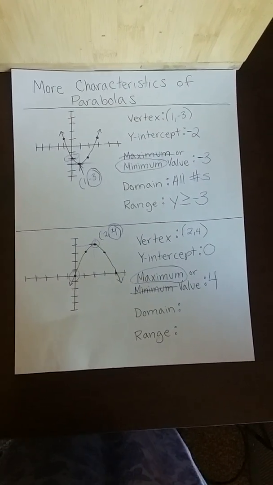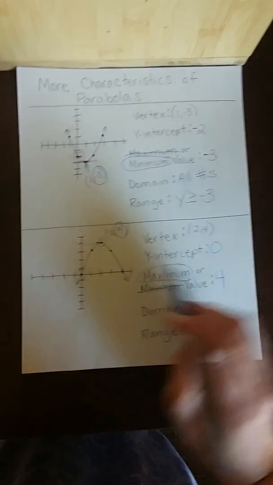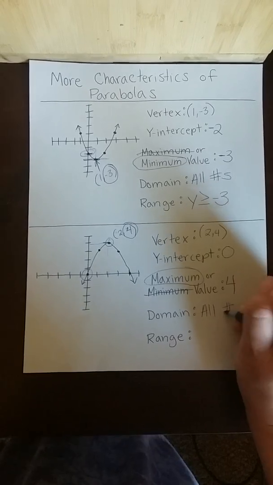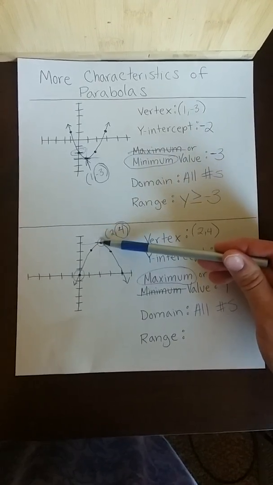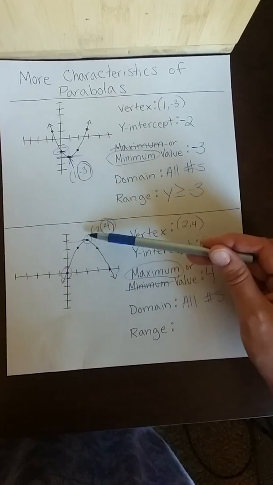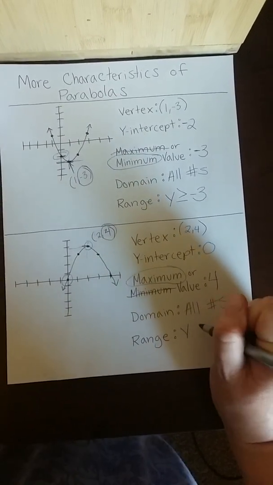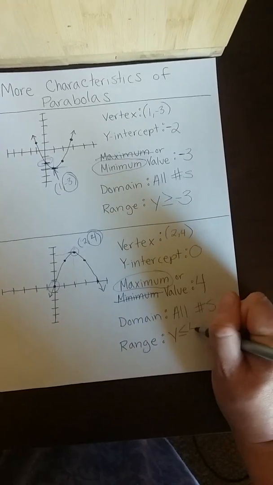The domain of this parabola is all numbers because there's an arrow on the left and an arrow on the right. The range, if you look here, there's a highest possible number that we can get to on y, it's 4. All of the other y values are beneath that. So my range in this parabola is y is less than or equal to 4.